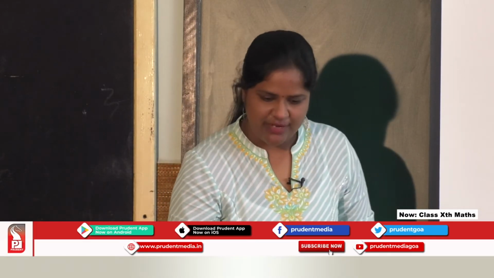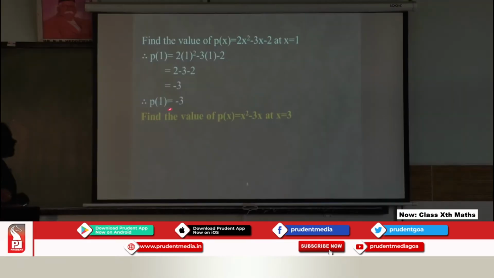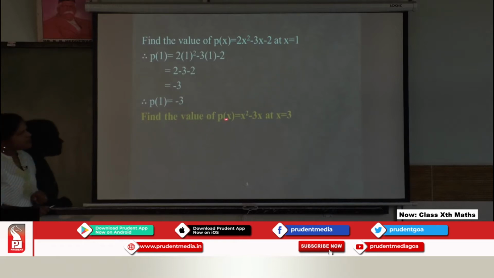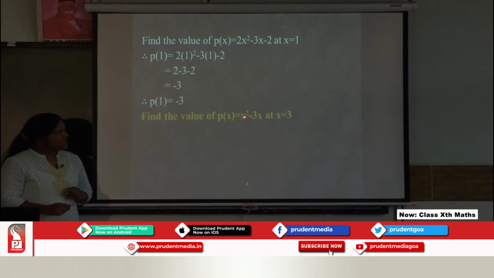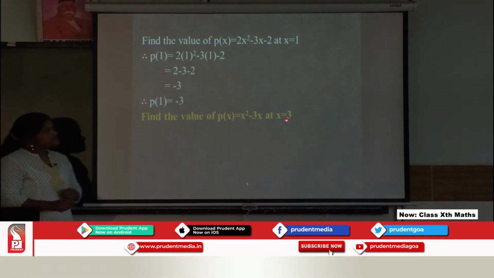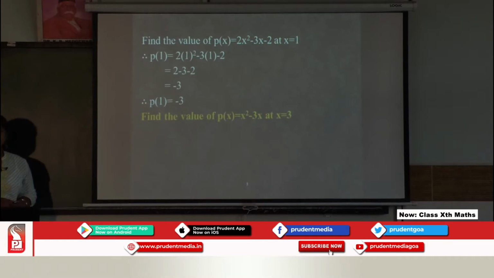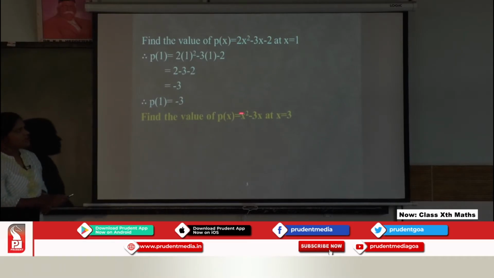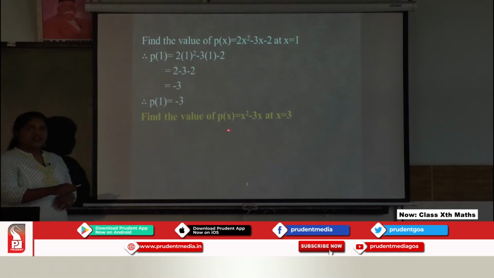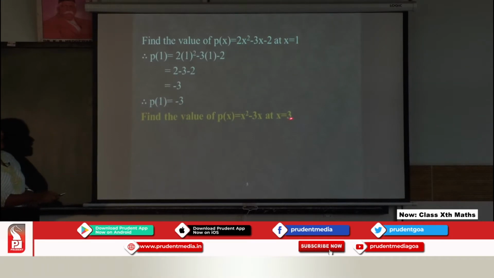Let's have a look at one more example. Find the value of P of x is equal to x square minus 3x at x equal to 3. Now, what does this mean? The polynomial given here is x square minus 3x, and we are supposed to substitute every variable x by 3.